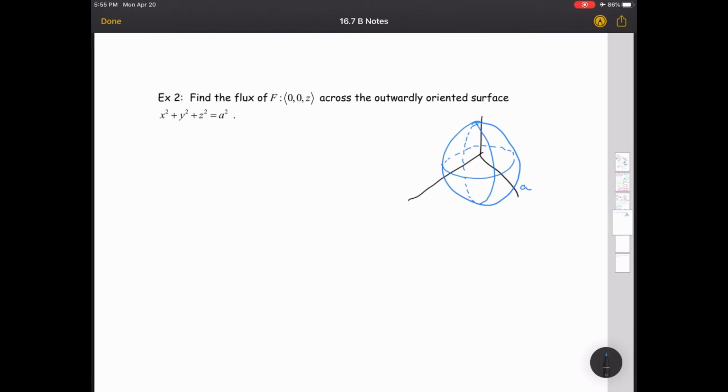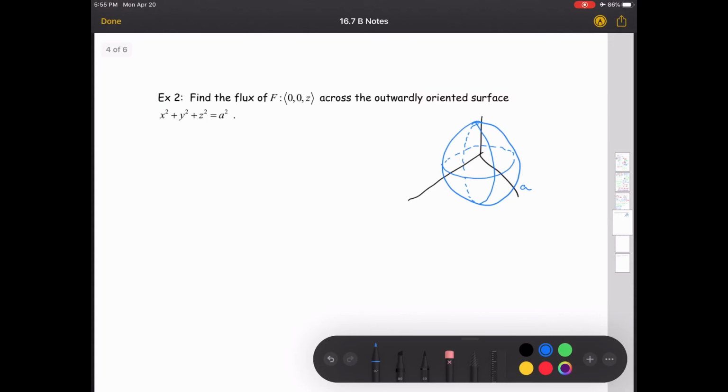And let's see, it says we want to find the flux. Now it says that the flux is 0, 0, z. So you can actually figure out what this force field looks like. I'm sorry, it doesn't say the flux is 0, 0, z. It says the force is 0, 0, z. Well, it just means that the force is going to be dependent upon z only. It's got no x or y direction, so the force is completely vertical.